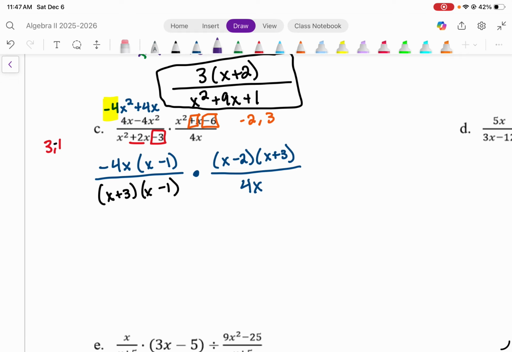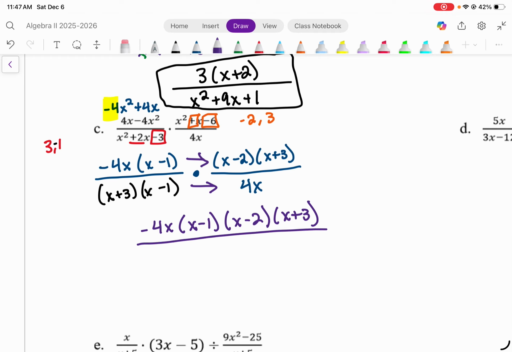Once you factor, then you're going to multiply going straight across. So we would have negative 4x times x minus 1, x minus 2, and x plus 3 on top, all over. And then I'm going to write the 4x in the front since that one's not in parentheses. And then x plus 3 and x minus 1.